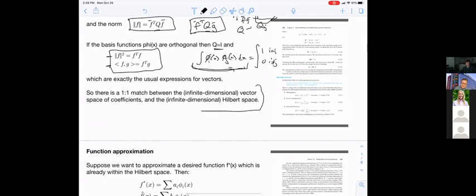So that's what I'm pointing out here. There's a one-to-one match between the infinite dimensional vector space of coefficients and the infinite dimensional Hilbert space, and note that the vector space of coefficients is countably infinite, but the Hilbert space of functions may be uncountably infinite. Right, so that's a very important thing.